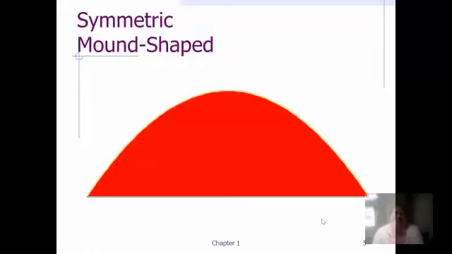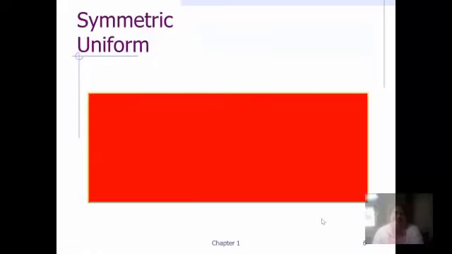And then another symmetric shape is a uniform distribution. A uniform distribution would be something like, we have a six-sided die, and we toss the die. If the die is fair, we will get a uniform distribution of the six faces of the die. And then the sketch of the data looks like a rectangle.